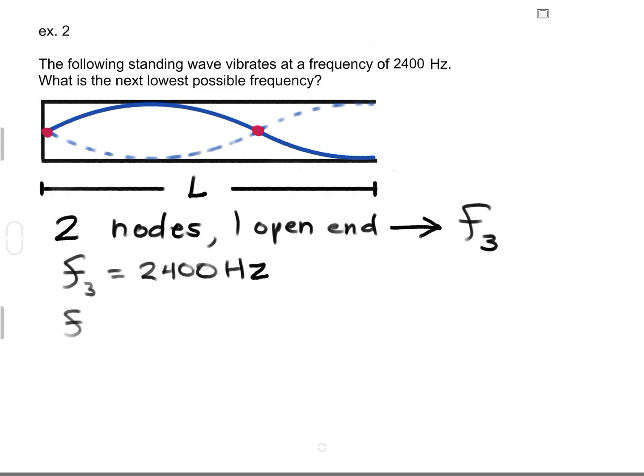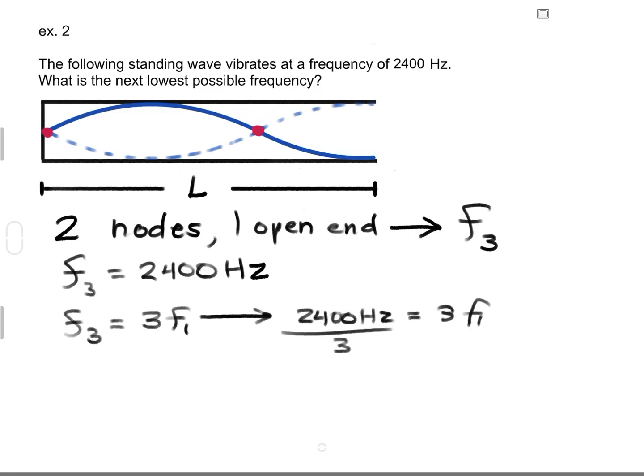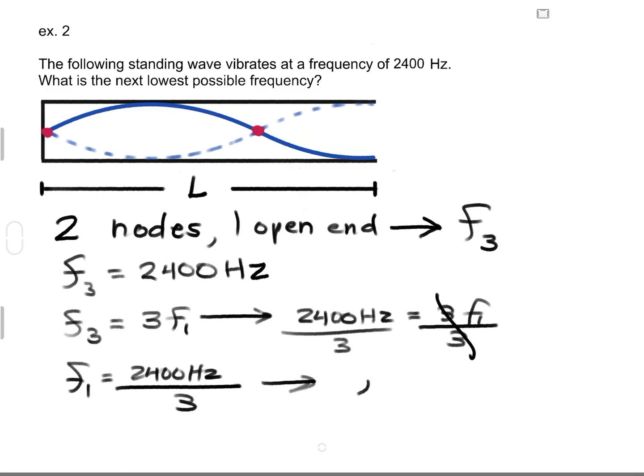Remember, our F3 is equal to 3 times F1. So we got 2,400 hertz equals 3 times F1. So we divide both sides by 3. Cancel that out. F1 is equal to 2,400 hertz over 3, which is equal to 800 hertz. There's your answer.